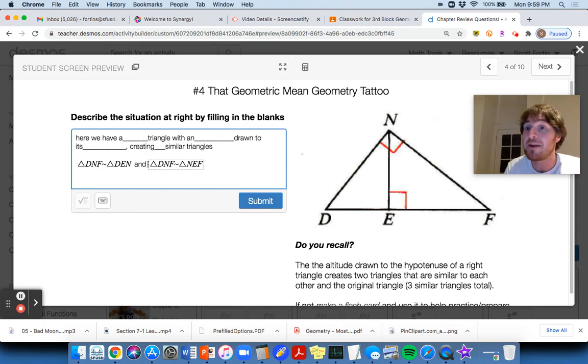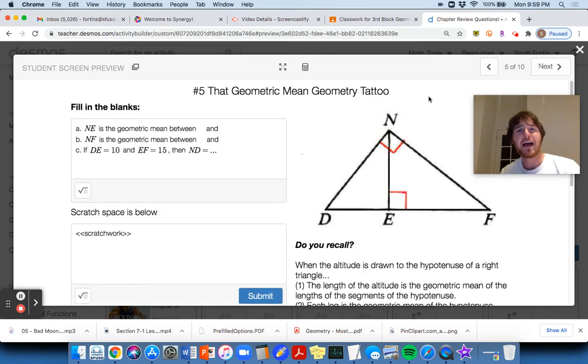And then just by knowing how to write this out conveys that information to us about which angles correspond, which angles have to be congruent through the definition of similarity, if we use it later. Okay, number 5. Here's the geometric mean tattoo. Here we go. So we put it to use.